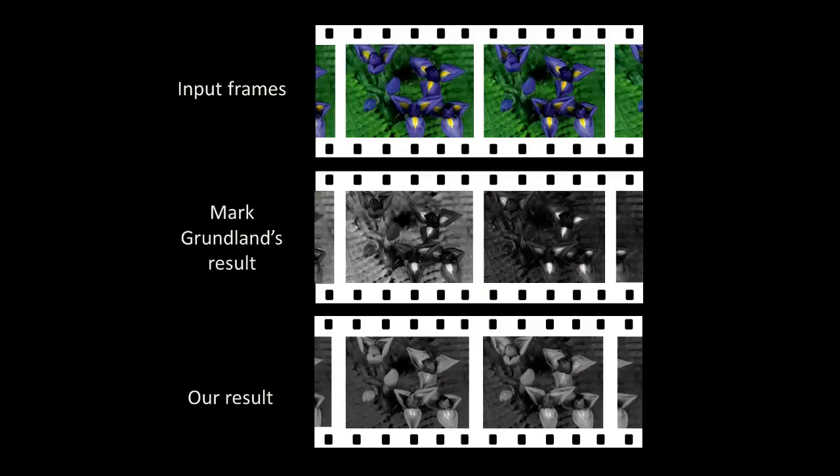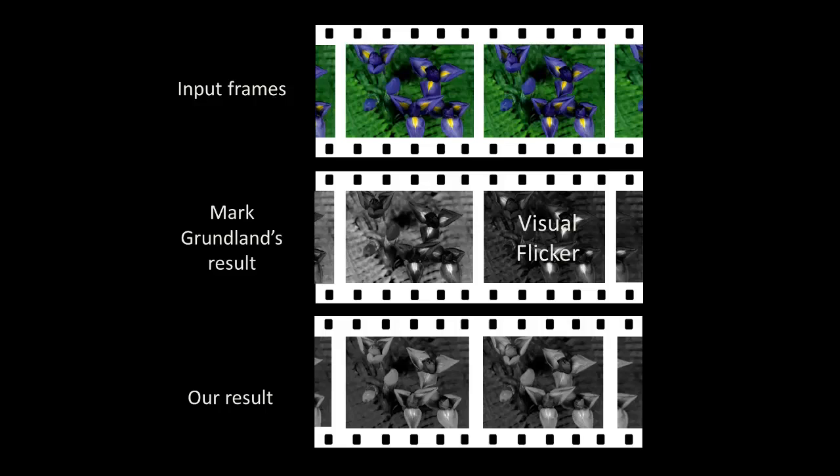To show the defect of neglecting the internal relationship between video frames, here is a comparison between Mark Grundland's result and our result. Notice that the 2 input frames are almost the same. However, in Mark Grundland's result, we can see evident difference of luminance. This will cause visual flicker problem.